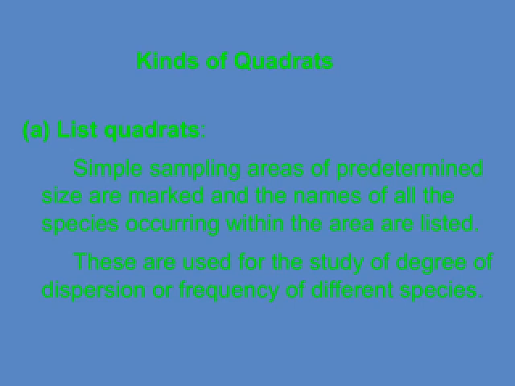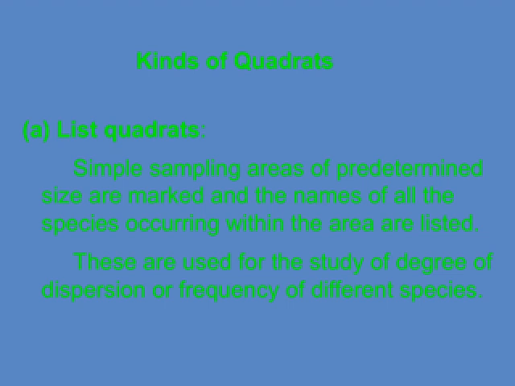Now, let's talk about the different kinds of quadrats. When we list quadrats, we're essentially marking out simple sampling areas of a predetermined size. Once we've set these areas, we carefully record the names of all the species that occur within each quadrat.